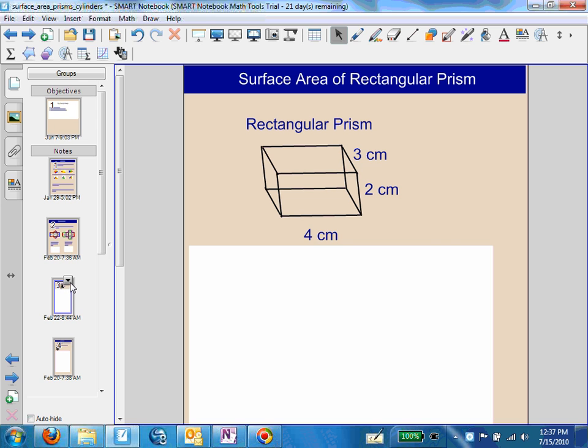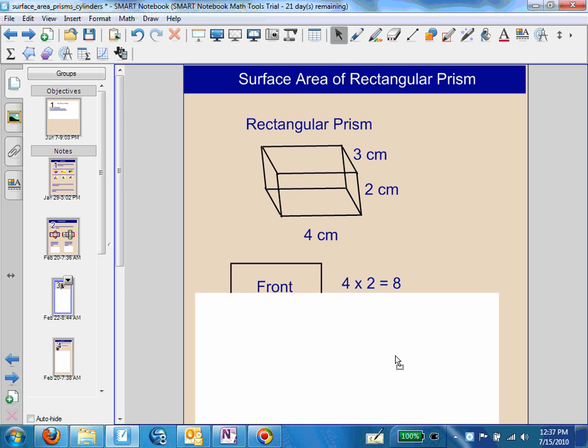So here's a rectangular prism that's drawn as the prism itself instead of a flat version of the prism. So what we're going to do here is find the area of each side. So we have the area of the front, which is going to be 4 times 2, which gives us 8. Now the front and back are going to have the same area.